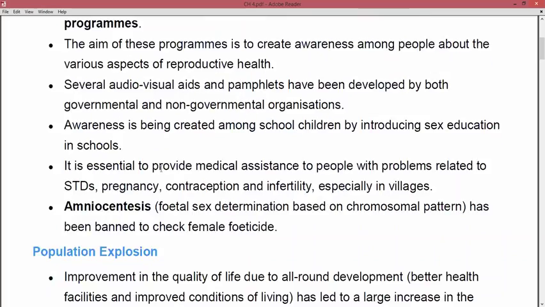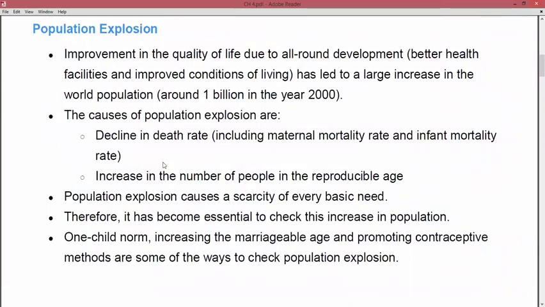this upcoming chapter. Now, population explosion. Population explosion means nowadays you know that the population has been increasing, and as the population increases, several other needs are increasing, right? So improvement in the quality of life due to all-round development, that is better health facilities and improved conditions of living, has led to a large increase in the world population, that is around 1 billion in the year 2000, right? So in the year 2000 the world population was 1 billion, and now this 1 billion has converted to several billions, right?